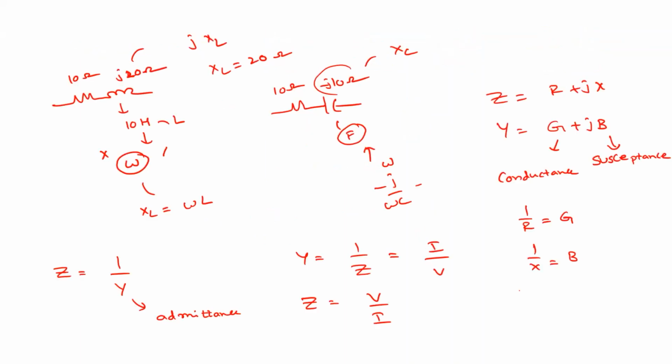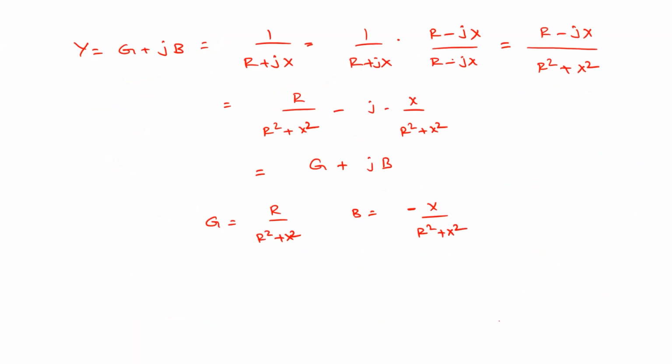So 1 by R equals G is only valid when X equals 0, and 1 by X equals B is only valid when R equals 0. That means only one element is there; only resistance is there in the first case, and only reactance in the second case. If it is a combination of resistance and inductance, then the earlier expressions apply.